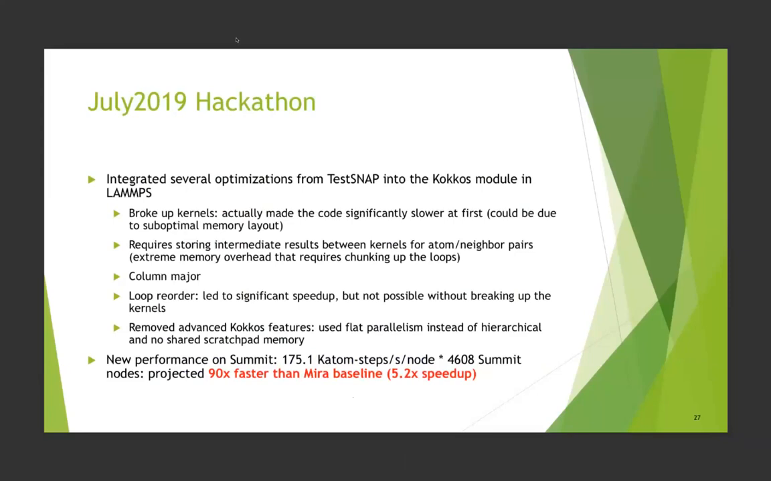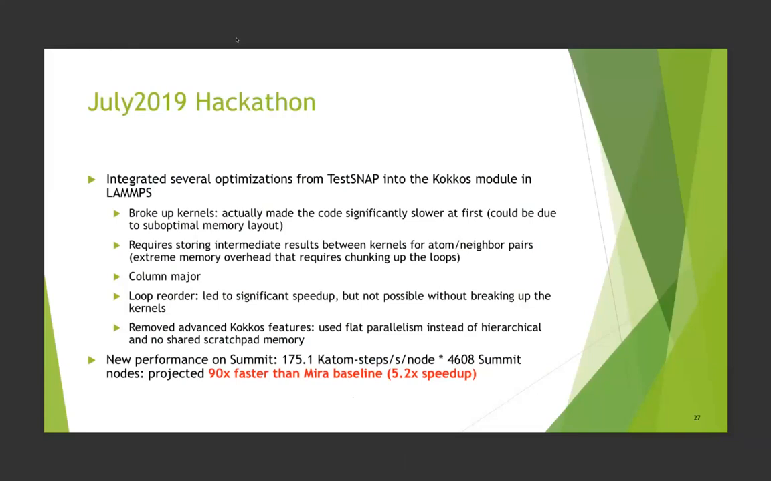And so I broke up the kernels, and as Rahul mentioned, this led to a lot of memory increase, and it actually made the code slower at first. It's possible that this was due to a suboptimal memory layout. As Rahul mentioned, typically on GPUs you want a column major, or what Kokkos calls a layout left. This is actually not true if you're using hierarchical parallelism.